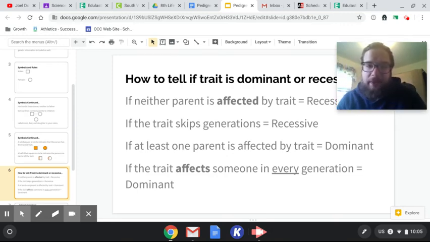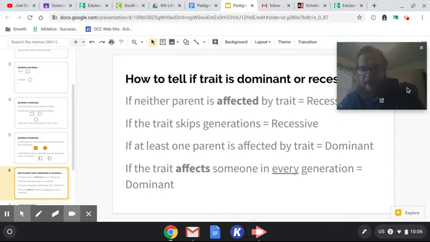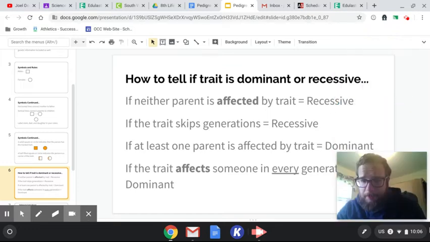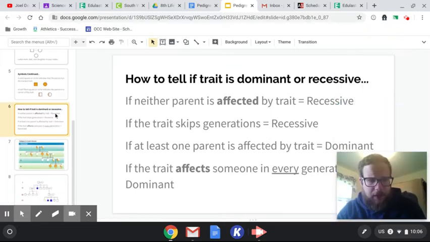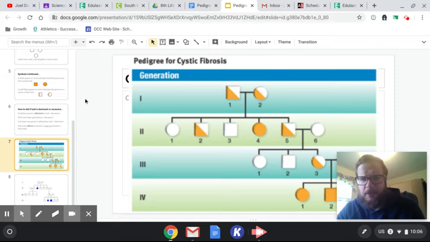Now these are guidelines. There are going to be exceptions to these at times. But in general, if we follow these rules, we can tell if a trait is dominant or recessive. So if somebody in every generation has the trait, if they're affected by it, that's going to tell you it is dominant. Let's look at that cystic fibrosis example.